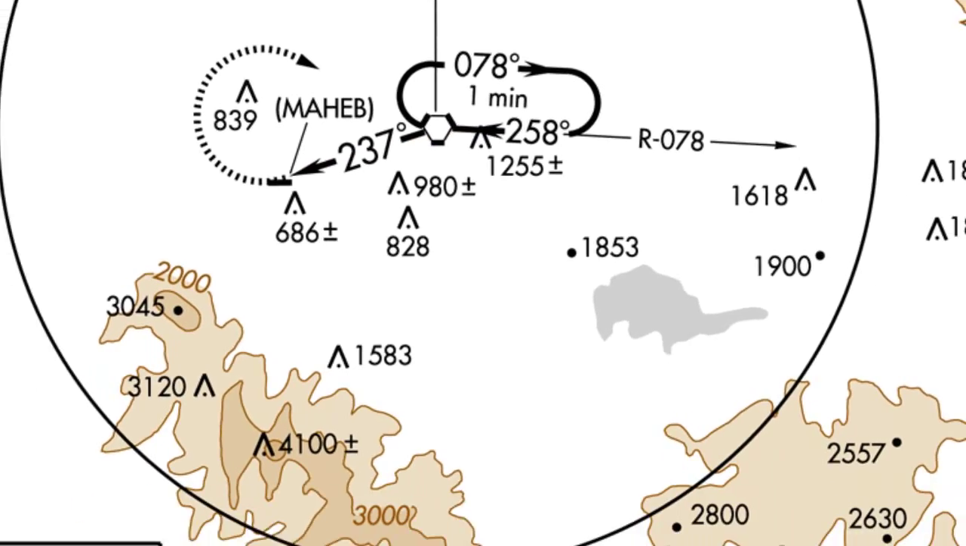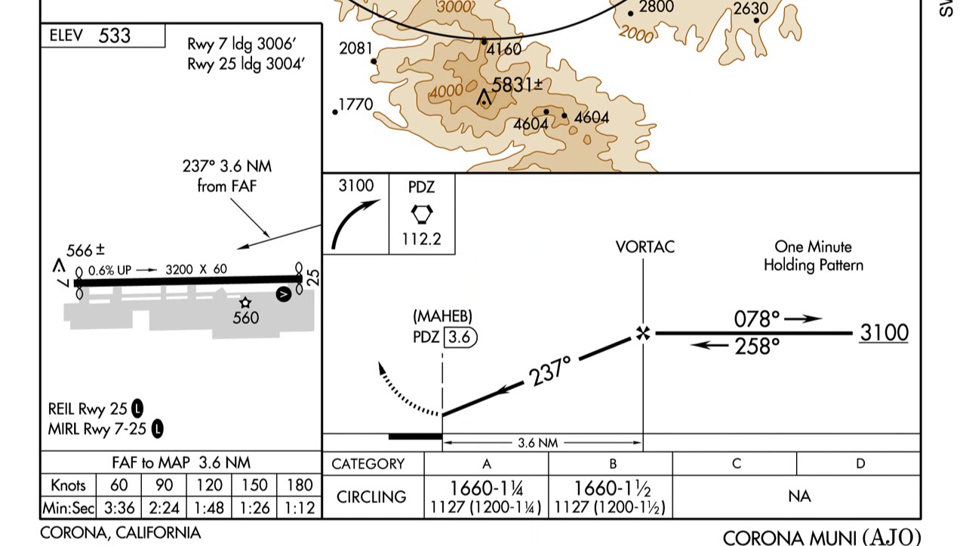One last thing about this approach we're going to do today is let's look at the profile. That will give us the altitudes. As you can see, it tells us here: fly out on a heading of 078 at an altitude of 3,100, do the procedure turn, come back on a heading of 258 at 3,100 until we reach the VOR. Once we overfly the VOR, we'll do a step down descent to 1,660 feet until we have the runway or the runway lights in sight, or we do a missed approach.